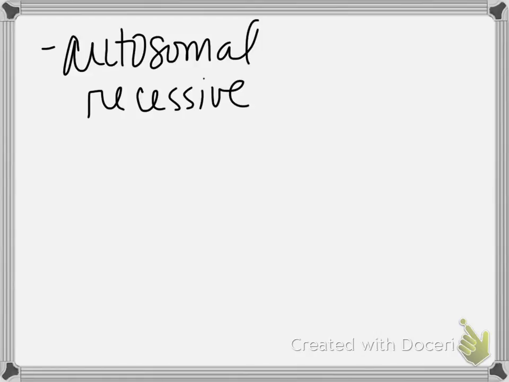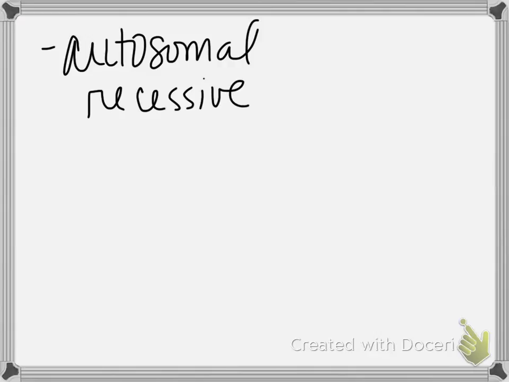So if you have a condition that's carried on any of the first 22 pairs and that you have to get 2 copies of the gene to be affected by, it is autosomal. I did have some people who said autosomal. It's an autosomal recessive. There are also autosomal dominants. So that is a condition which is called an autosomal recessive. With autosomal recessives, because they're not on the sex chromosomes, they affect males and females exactly identically.